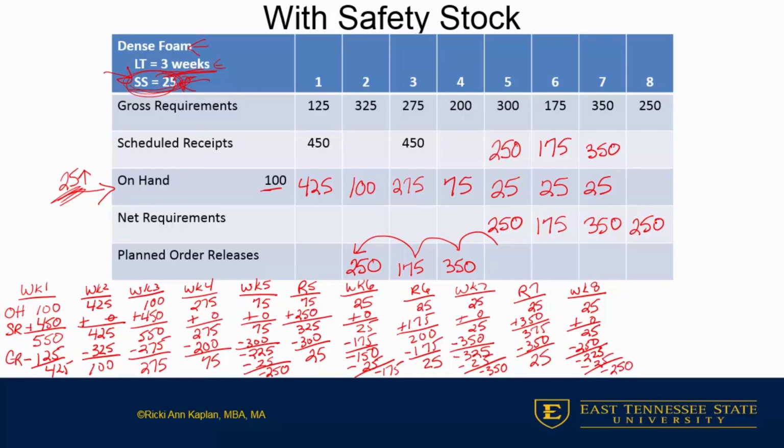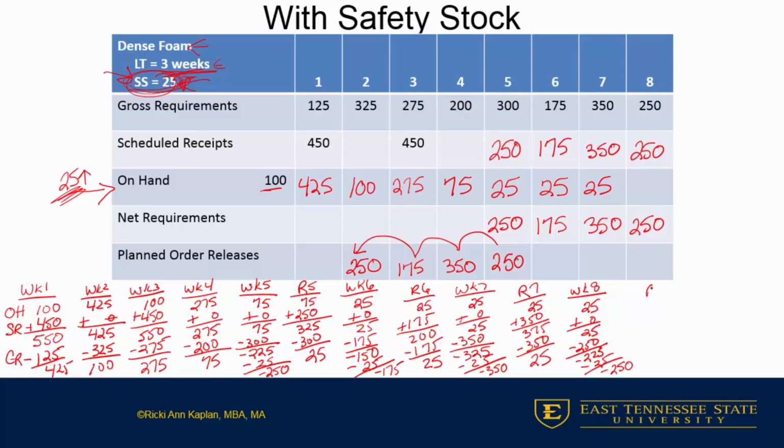If we have a need for 250 units, that means we need to place an order with a 3-week lead time. We go back 1, 2, 3 weeks to week 5, and we're going to place an order for 250 units because this is still lot for lot. If we place an order, we better receive an order. So if we're placing an order in week 5, lead time of 3 weeks, we'll get it in week 8.